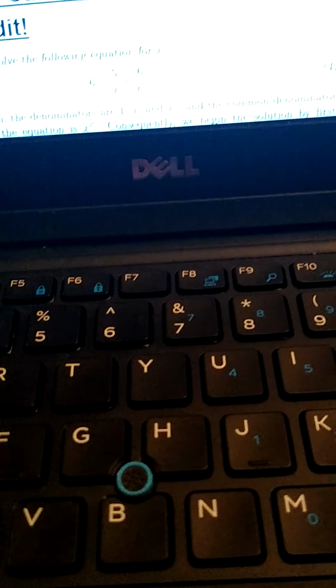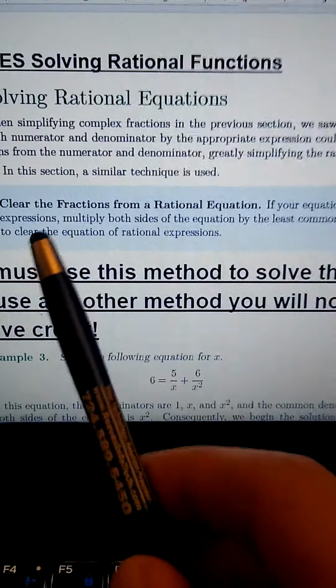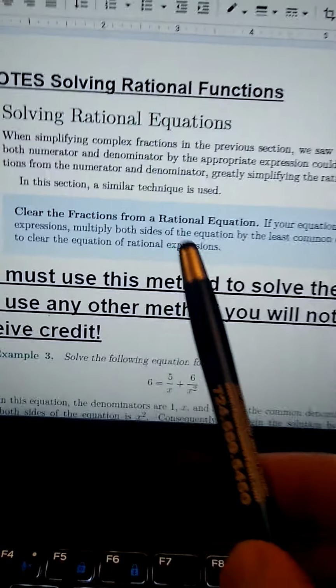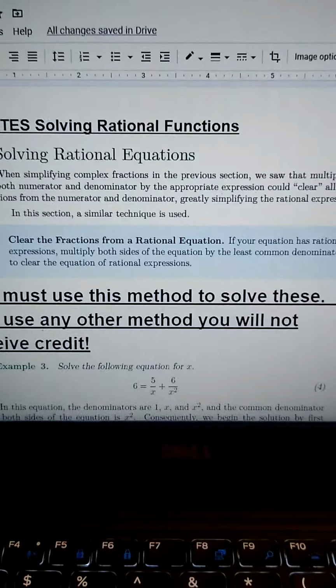This is a lesson for day one for solving rational functions. We're going to be solving these equations using a method called clearing the fractions. When we clear the fractions, if your equation has rational expressions, which we will, in other words, fractions, we multiply both sides of the equation by the least common denominator to clear the equation of rational expressions.